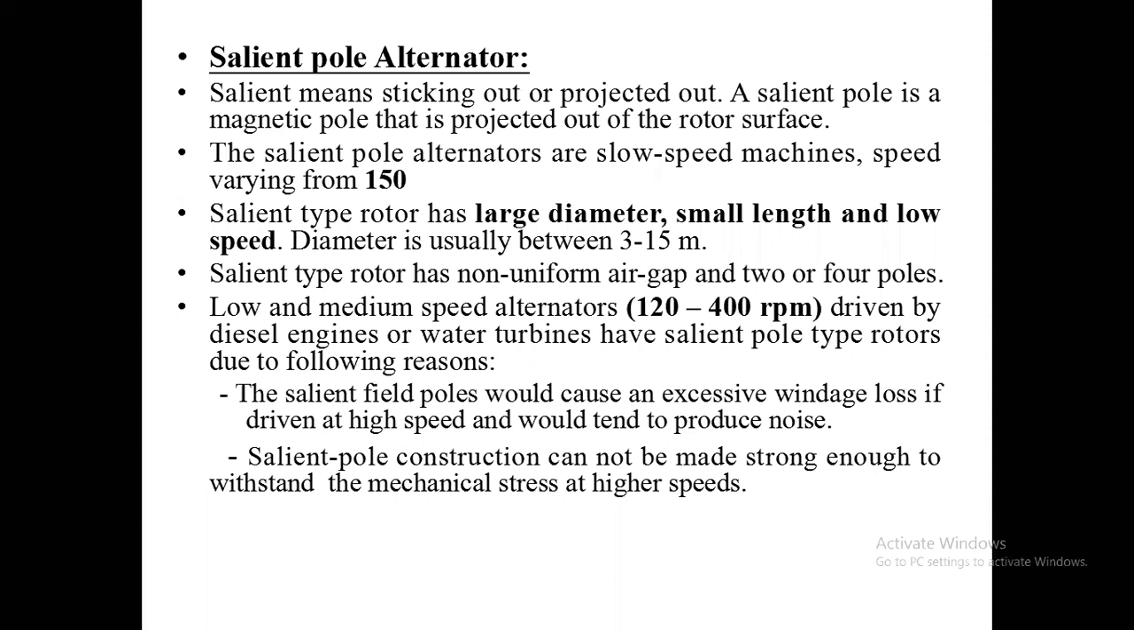Salient pole construction cannot be made strong enough to withstand the mechanical stress at higher speed. Okay, that is a disadvantage of the salient pole construction. Because it is having large diameters, we cannot make them strong enough to withstand the mechanical stress at higher speeds. That is the disadvantage of the salient pole alternator.